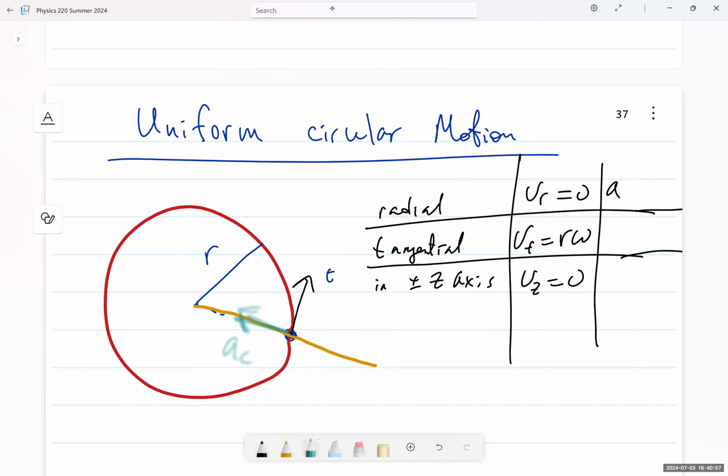And since it's equal to v squared over r, but v is equal to r times omega, I can replace v with r times omega. This is also equal to r omega squared. So centripetal acceleration also equals r times omega squared.